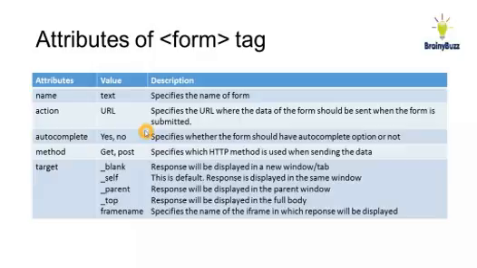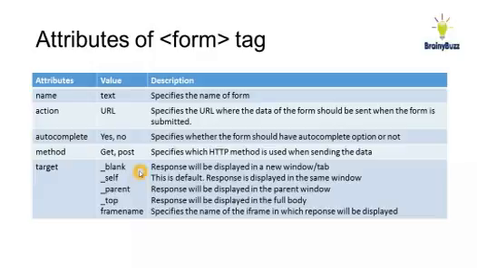The method, this is one of the most important attributes of the form tag. Basically two values are there, get and post, which specify the HTTP method used when sending the data. This I'll discuss in detail when we do the demo. Another thing, you have the target. The target attribute will have four to five separate values.